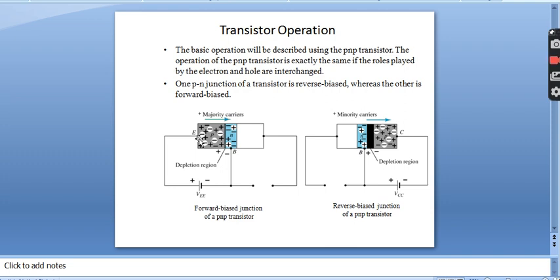In case of the forward biased junction of a PNP transistor, the majority carriers will be involved. In the reverse biased connection, the only changes occur in minority carriers. That means when we connect in forward biased condition, there will be majority carriers, and in case of the reverse biased junction, there are minority carriers.